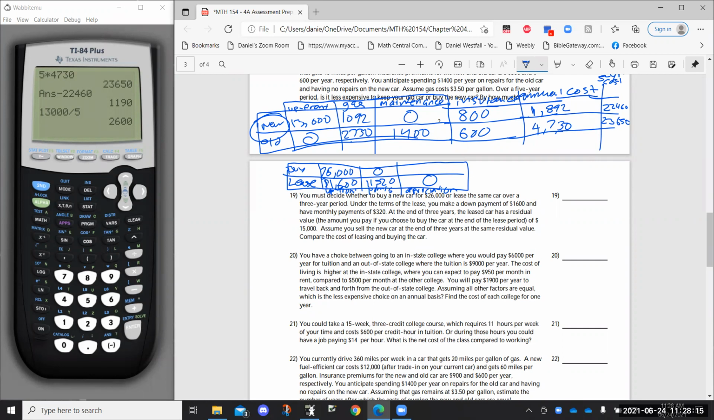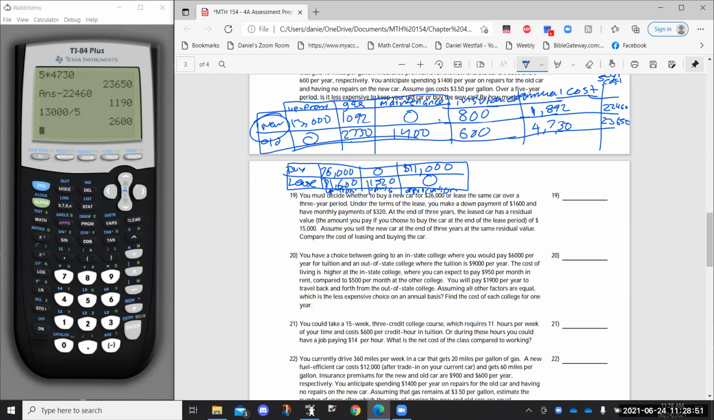The depreciation of the car: it has a $15,000 value left, so it depreciated $11,000 here. So that's a cost that I have to consider when I buy the car, that at the end of the 3 years, it's going to be worth $11,000 less than when I bought it.